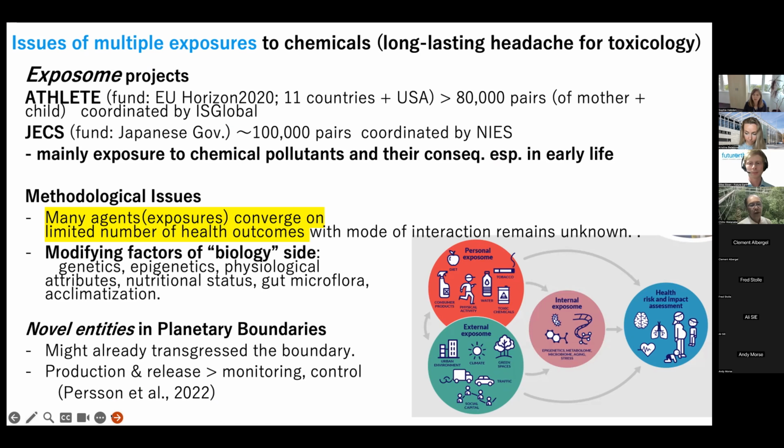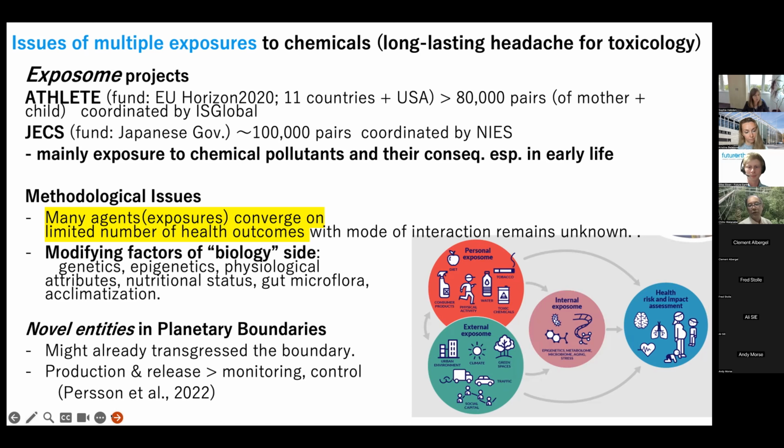Their main aim is to evaluate the impact of exposure to chemical pollutants, especially in early life, from the fetal period to the adolescent period. But all these projects have a barrier to overcome. One barrier is that there are many agents. It is said that over 2,000 to 12,000 chemicals are in this environment, and they converge on a very limited number of health outcomes. I think that if you are thinking about climate change, biodiversity loss and other things, there is also convergence on the same set of outcomes.